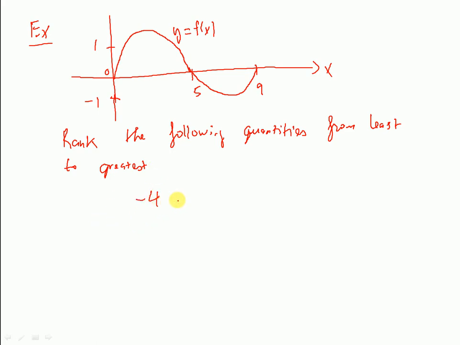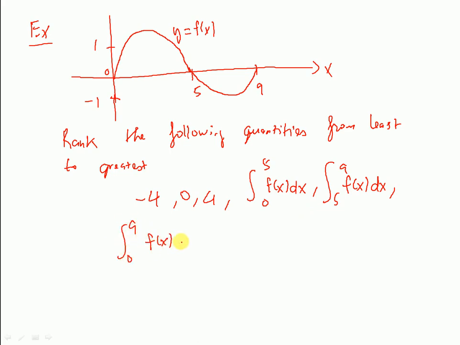I have -4, I have 0, I have 4, I have 0 to 5, f of x dx, and 5 to 9, f of x dx, and 0 to 9, f of x dx. Now, we have 1, 2, 3. So these 3 values we already know the true value, but we don't know the value of this one and this one and this one. So we cannot compare to the given 3 values here.